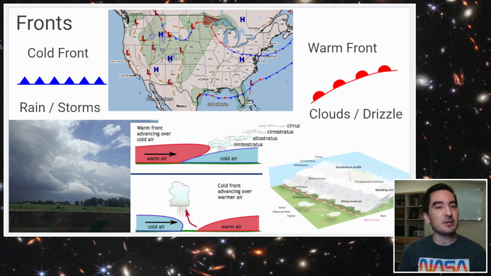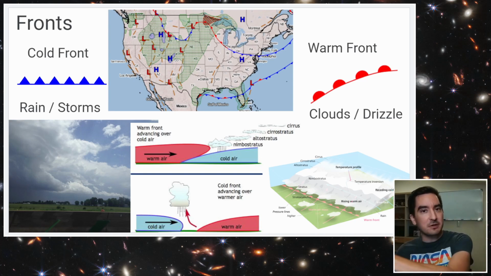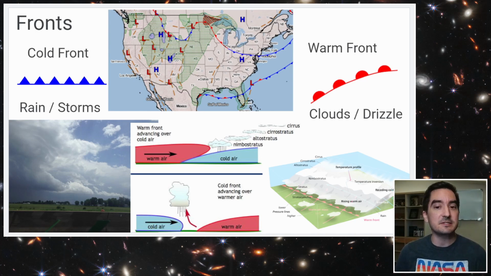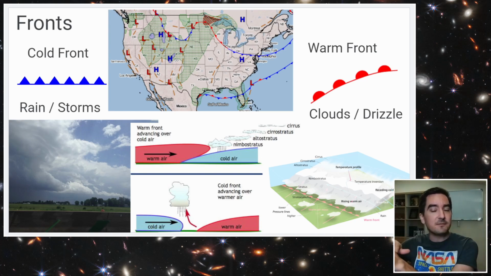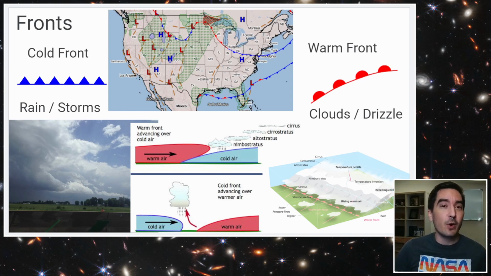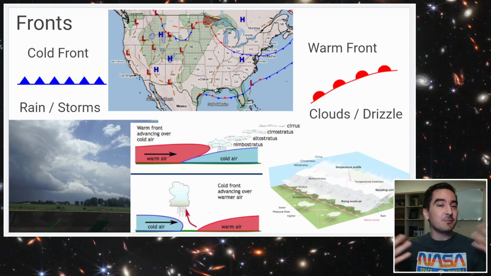And this is a little bit tricky, but on the news, they talk about cold fronts and warm fronts all the time. And so what exactly does that mean? A cold front means that cold air is pushing forward. And you can see these blue lines, these blue triangles. That's a cold front. And that's pushing cold air across the map. And when the cold air comes in, it brings rain and storms, okay?